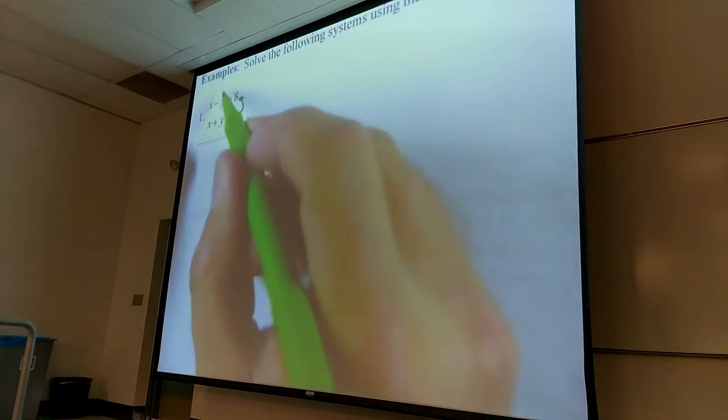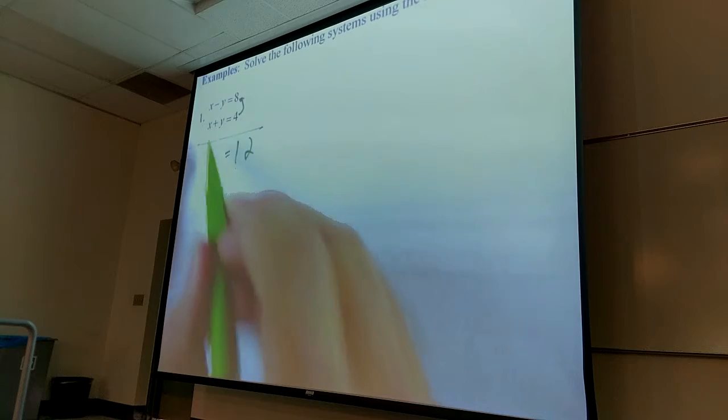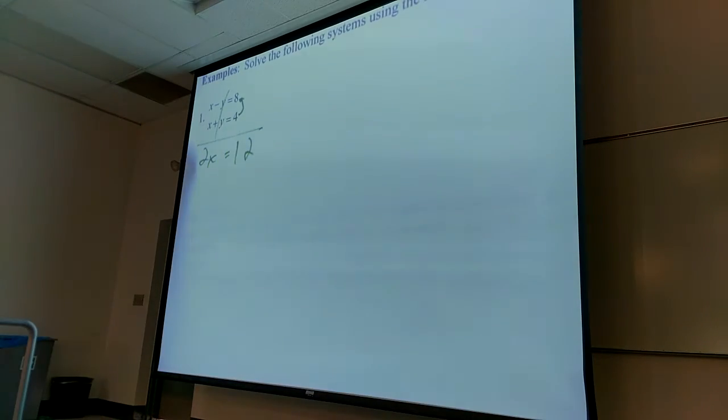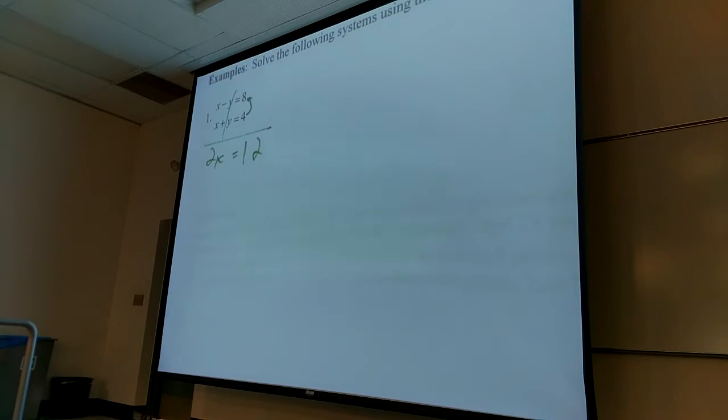So what do I get when I add these together? I get 2x. The y's cancel. That's not so underhanded as substitution. Right? This is just directly done, which might be why I like it better. I don't know. I just like to directly kill it.